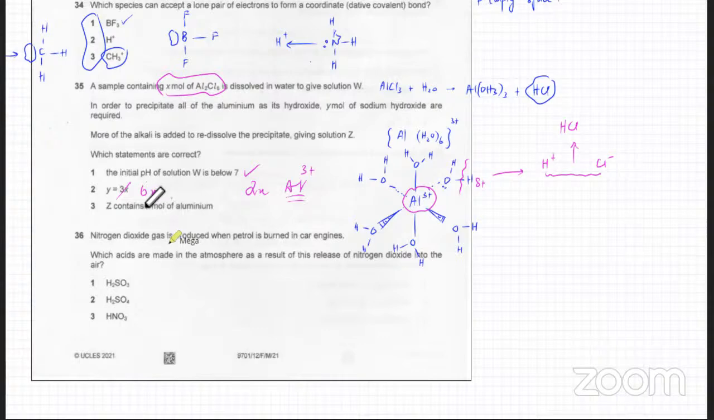And then you have the last one, which is where alkali is added to redissolve the precipitate, giving solution Z. So Z contains x moles of aluminum. That's also not true, because it's going to contain 2x moles of aluminum, because one molecule would produce double the amount of aluminum ions. So the last option is also not going to be correct.